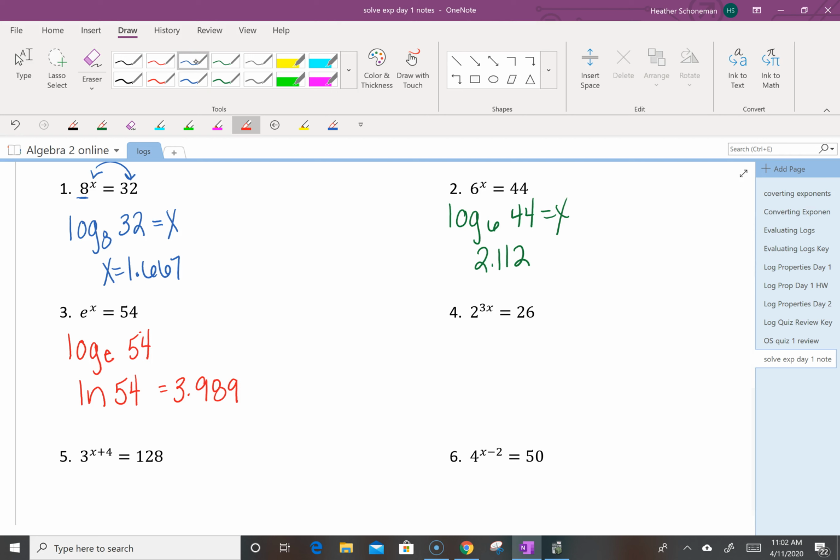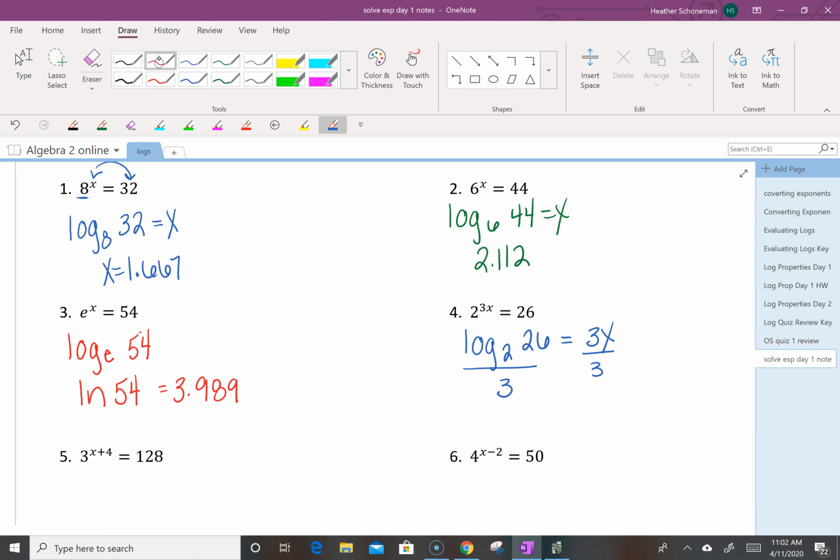Okay, so what if now there's something in the exponent besides just an x? How are we going to deal with that? Well, we're still going to rewrite it. So we have log base 2 of 26 equals 3x. But now, to solve for x, we've got to get that log by itself, so we're going to divide by 3. So now we have to figure out how to put that in our calculator.